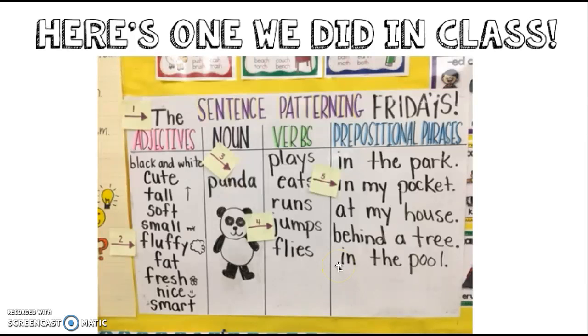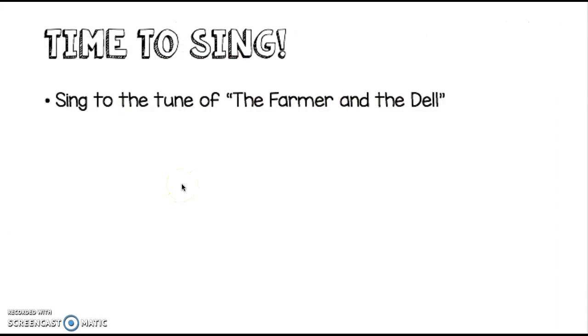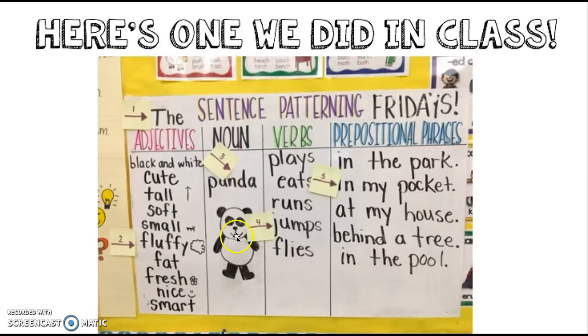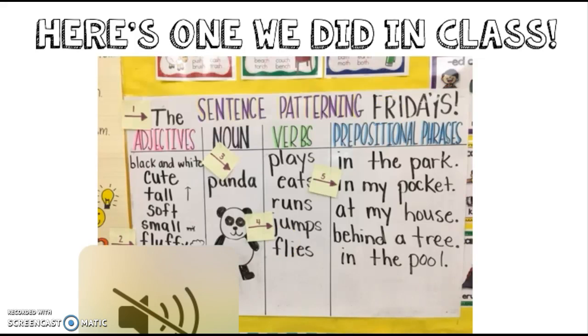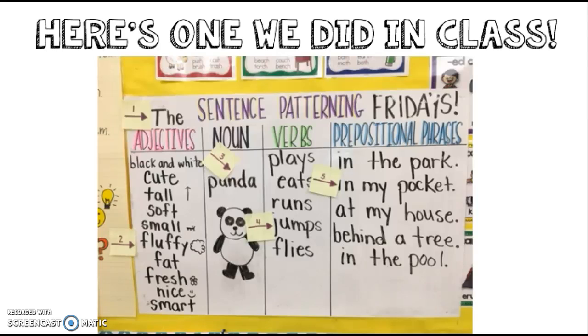So after the chart's filled in, and then you've chosen what you're going to write about, you're actually going to sing about it first. And the sentence patterns are all sung to the tune of The Farmer in the Dell. So if you don't know that one, you should check it out, and then you'll be able to sing with your students. All right, so anyway, back to this. So then you model it for the students one time, and then you can have them sing it with you the second time. So it sounds like this.